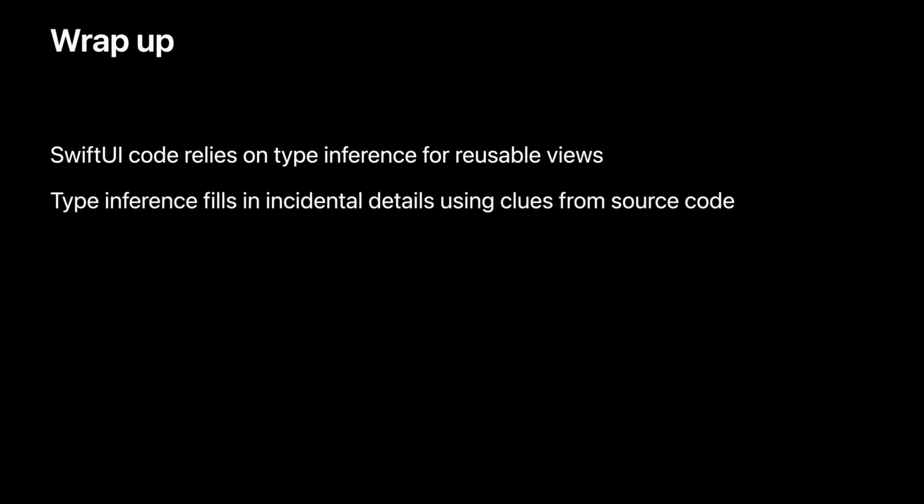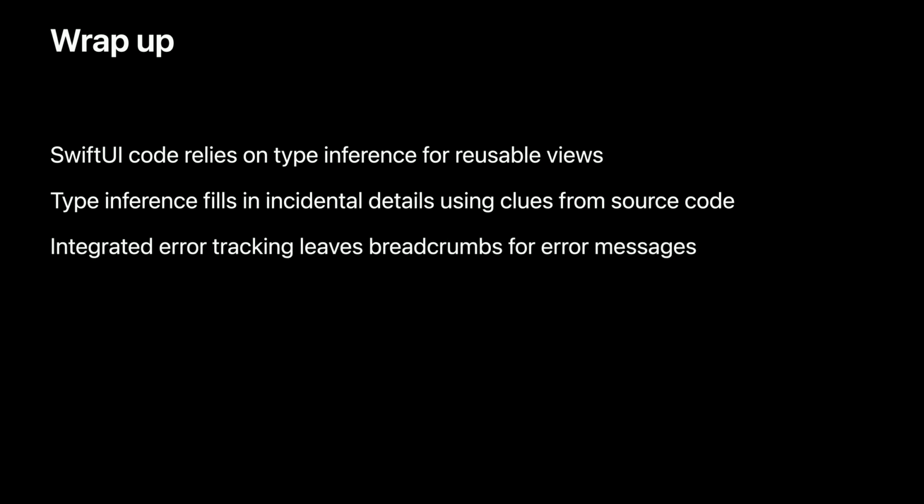During this session, we learned that SwiftUI code relies heavily on type inference when interfaces are composed of reusable views. Next, we saw how type inference fills in incidental details that are omitted, by figuring out those details using clues in the source code. Finally, we learned about how the compiler integrates error tracking into the type inference algorithm to record more information and leave breadcrumbs for error messages, which help you understand and fix mistakes.